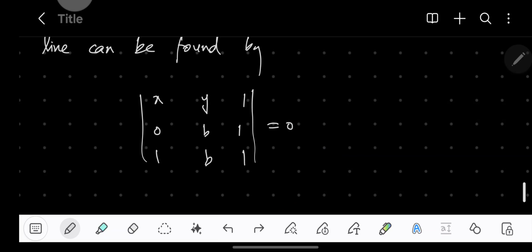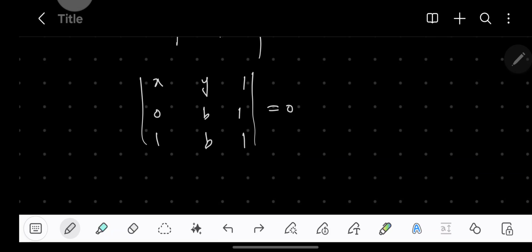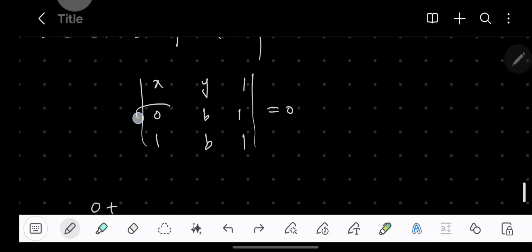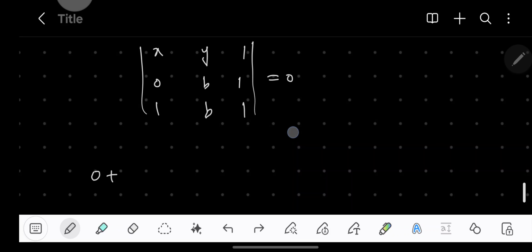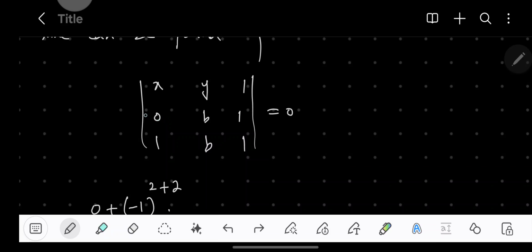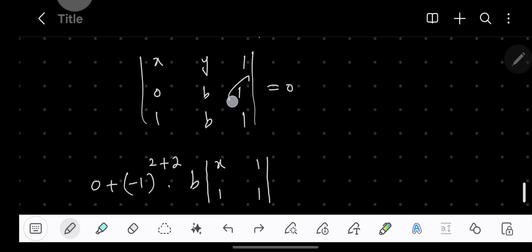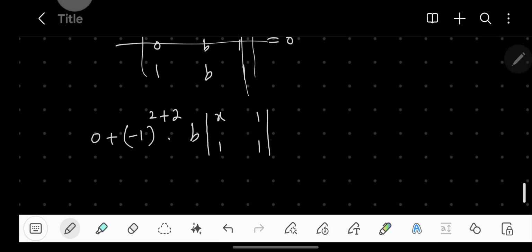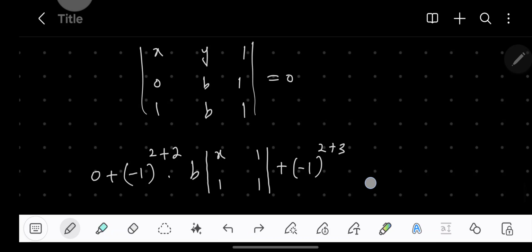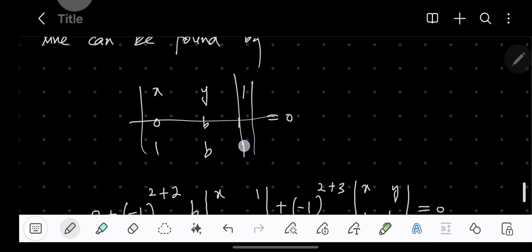And if we expand this determinant along the second row again, because the second row contains a 0, the first value is 0 because this is 0. So I will go to the second value. Since this is in the second row and the second column, I will write negative 1 to the power 2 plus 2 times the determinant of the submatrix obtained by deleting this row and this column, which is x1 1 1, plus this value, which is 1, and it is in the second row and the third column. So I will write negative 1 to the power 2 plus 3 times the determinant obtained by deleting this and deleting this.